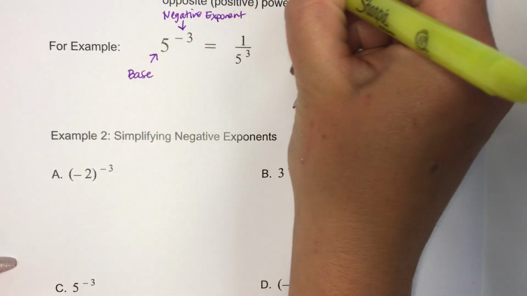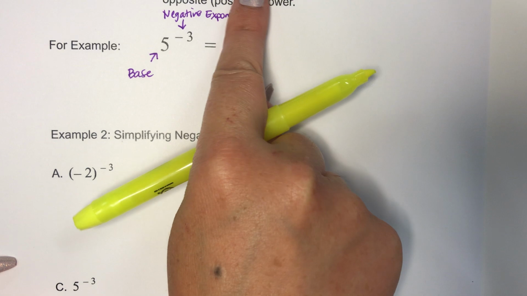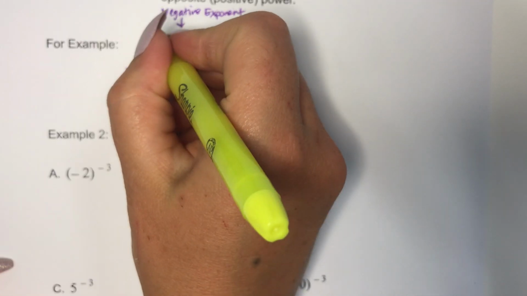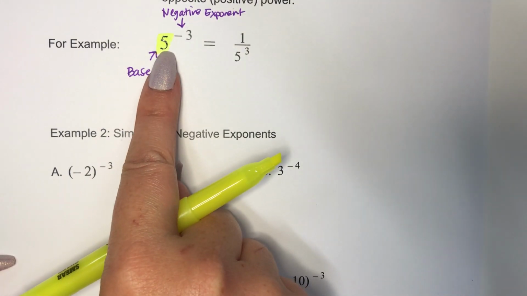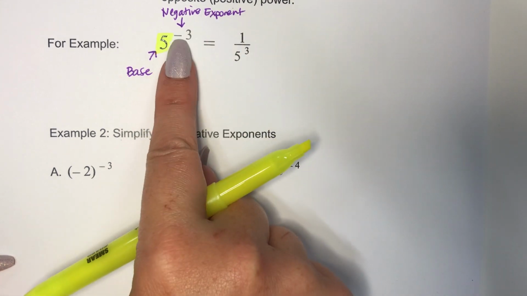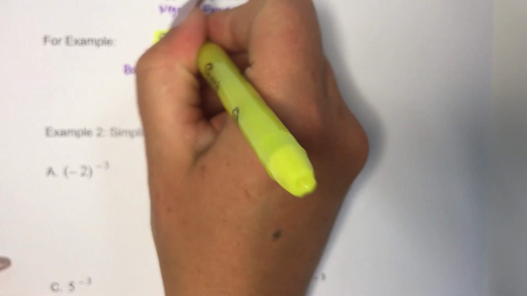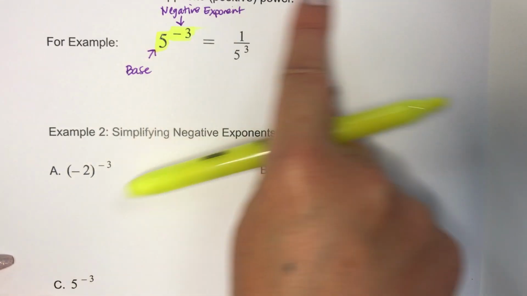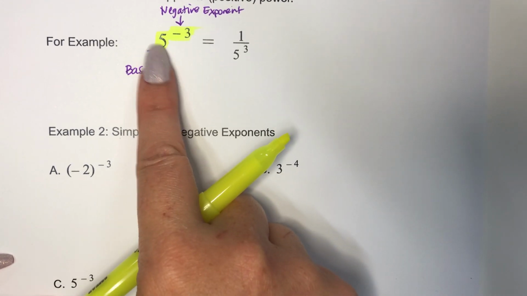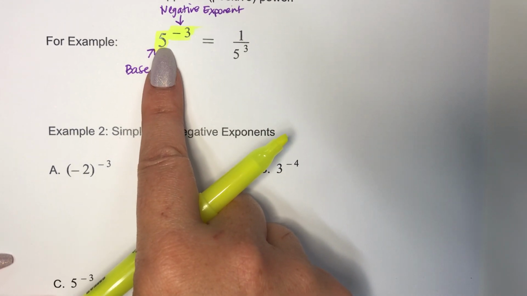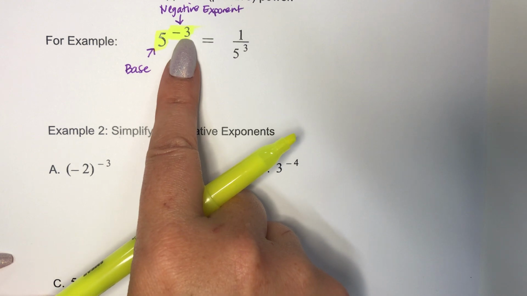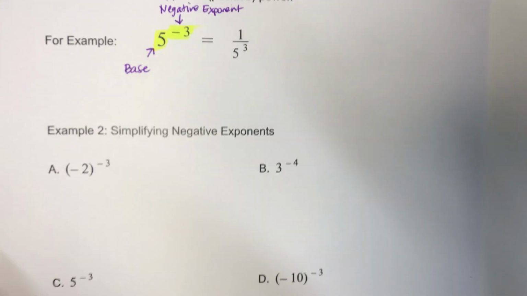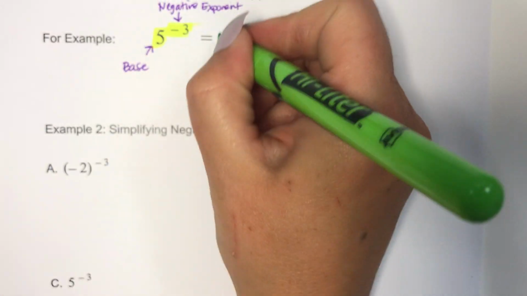So any non-zero number raised to a negative power. Non-zero number, that's 5. So 5 is our non-zero number raised to a negative power. That's this negative 3 right here. So all this is talking about this. Any non-zero number, it's not 0, it's 5. 5 isn't 0. Raised to the negative power equals, that would be this.